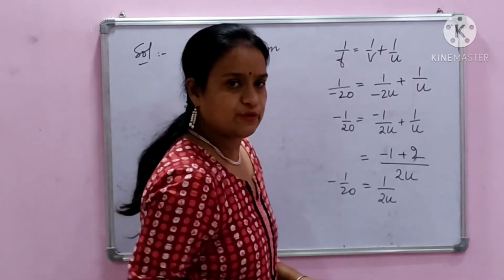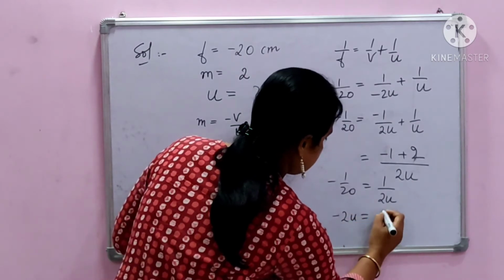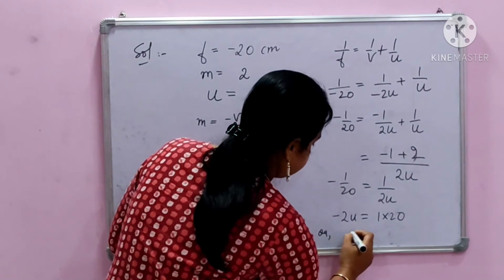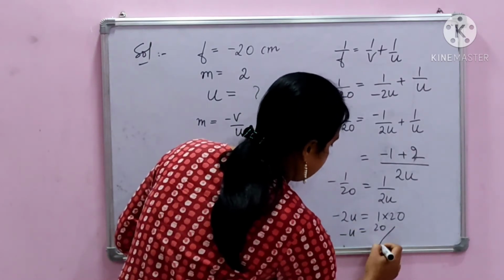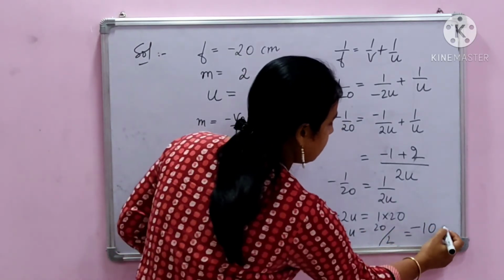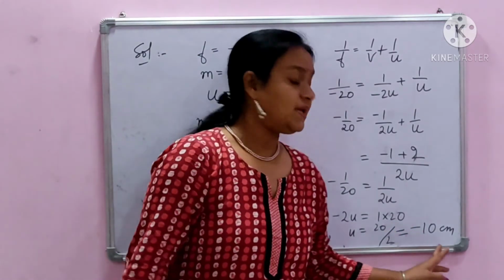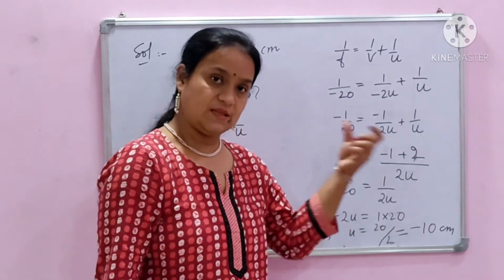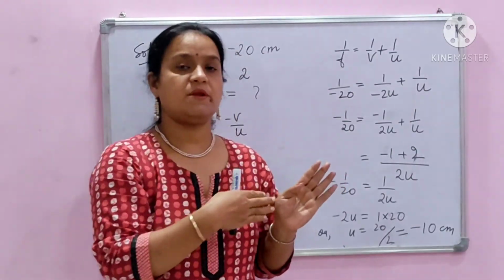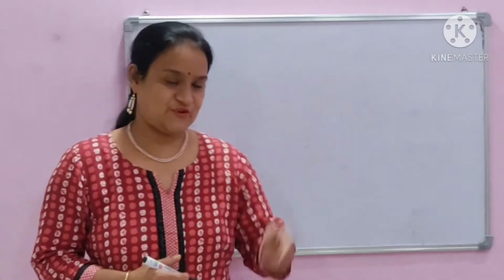So now let us move to find the value of u. So this will be minus twice u is equal to, it will be 1 into 20, or this minus u will be equal to 20 by 2, that is 10, and if we shift the minus from here, it will come here. So it comes to be the value of object distance. Object distance is minus 10 centimeter. So the distance is 10 centimeter. This minus symbolizes that object is on the left side of the mirror, that is on the left side of the principal axis. Okay, let's move to another question.